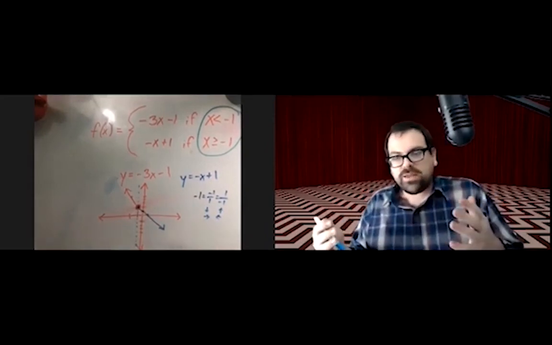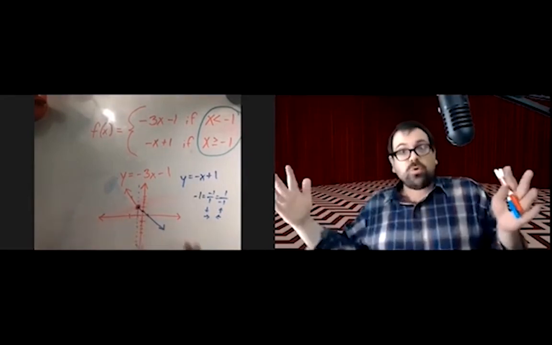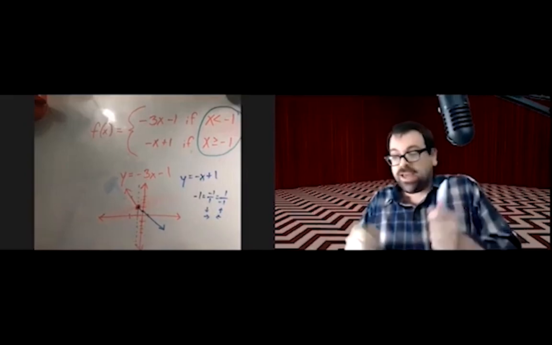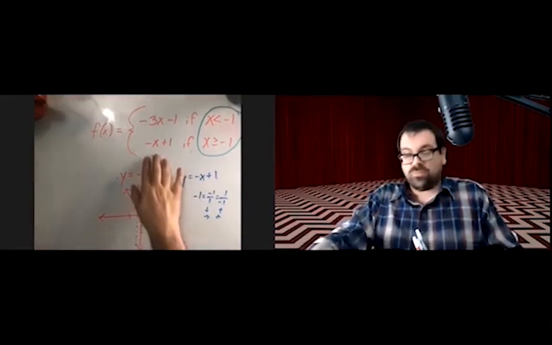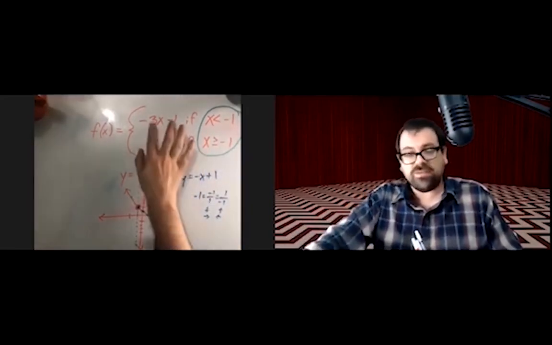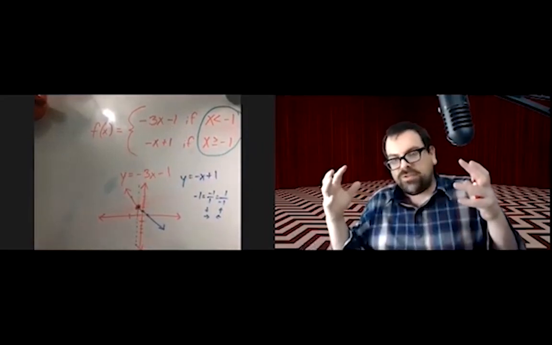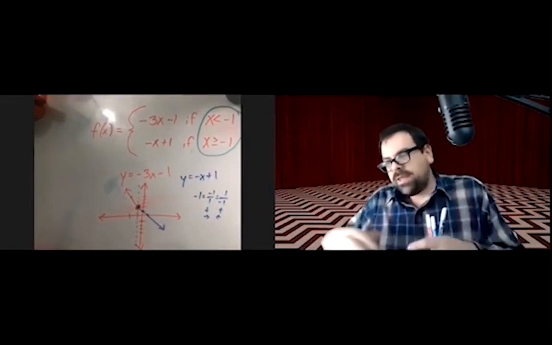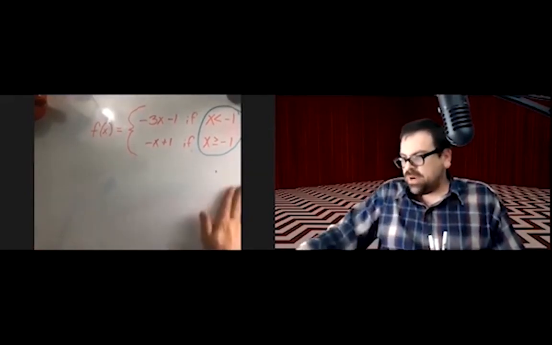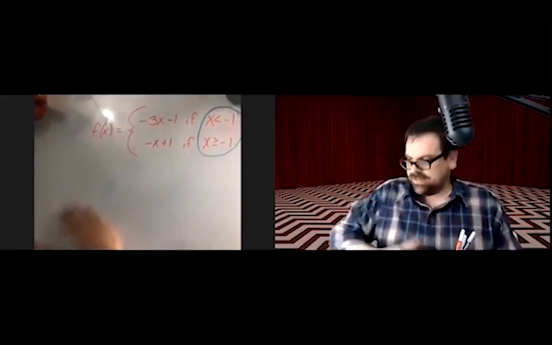So hopefully, now that I've explained it this way, that this is two full graphs that we're cutting at negative 1 and putting together so that the right side of negative 1 is this one and the left side of negative 1 is this one. Hopefully, if you can grasp that, then the method I showed in the last lecture for graphing piecewise functions will make more sense.